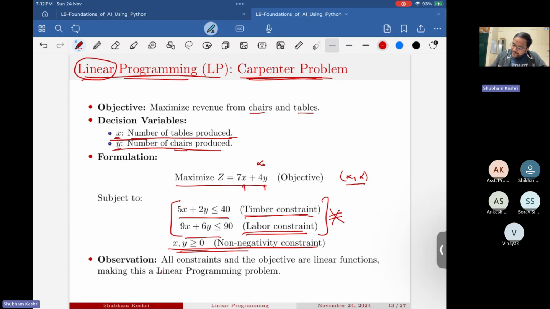And there are ways to solve this problem. If you have a problem and you have formulated it as a linear programming problem, then there are standard algorithms, and standard solvers as well, which can solve linear programming problems very easily. So all constraints and the objective function are linear functions, making this a linear programming problem. Any questions?